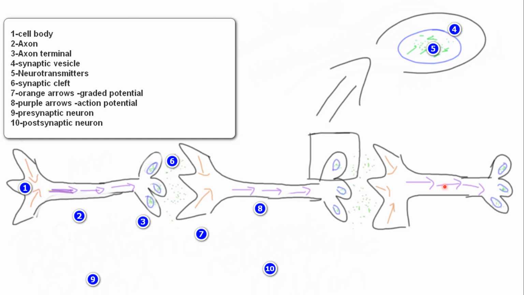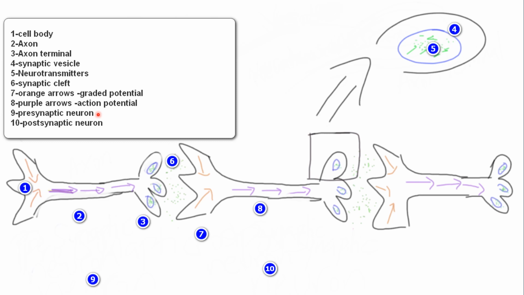And as you can see, the cycle is going to keep repeating until you hit the final destination. So let's say the message needs to go to your big toe. Until we hit that muscle of your big toe, that cycle is going to keep moving from one neuron to another neuron.